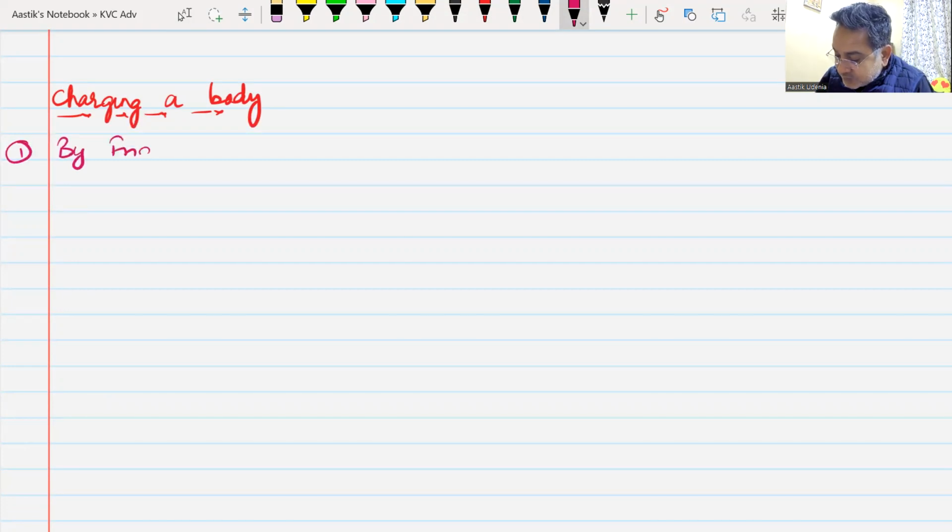Number one is by friction. What happens in this friction? Bodies are rubbed together. Because of the energy, some electrons may get transferred from the first body to the second body and so on.